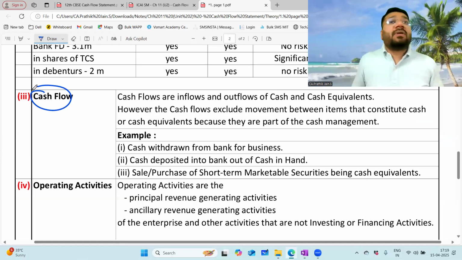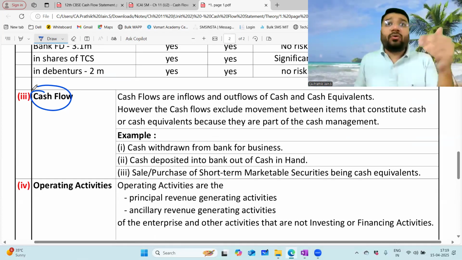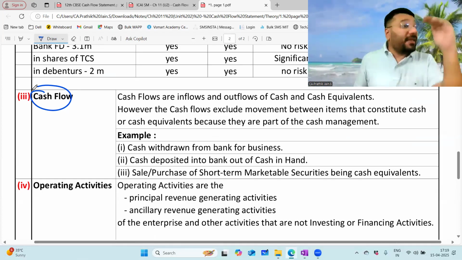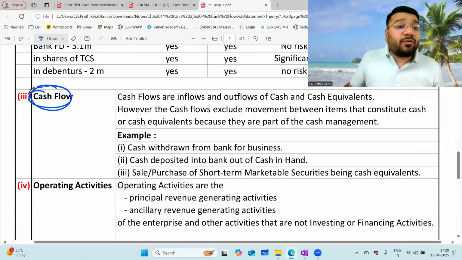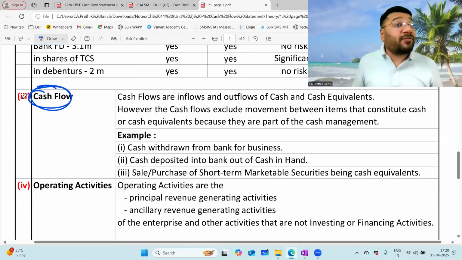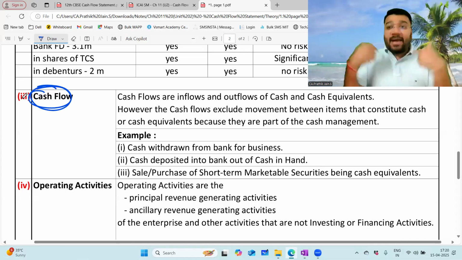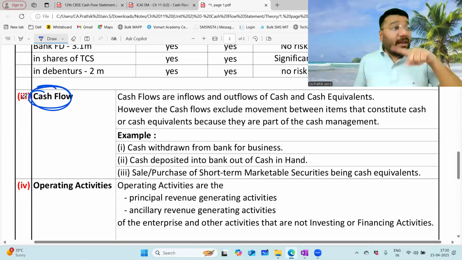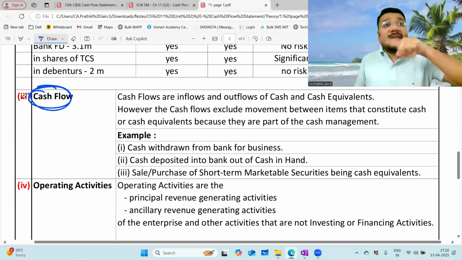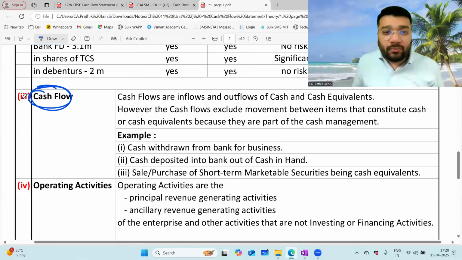Cash flow means what? Inflow and outflow. In the operating activity, inflow and outflow. In the investing activity, inflow and outflow. In the financing activity, inflow and outflow is called cash flow. So if I deposit cash in the bank, will that constitute cash flow? No. Even though it is inflow and outflow from one account to another, both are my pocket. So if any amount shifts from cash to cash, or cash equivalent to cash equivalent, or cash to cash equivalent, it does not constitute flow.